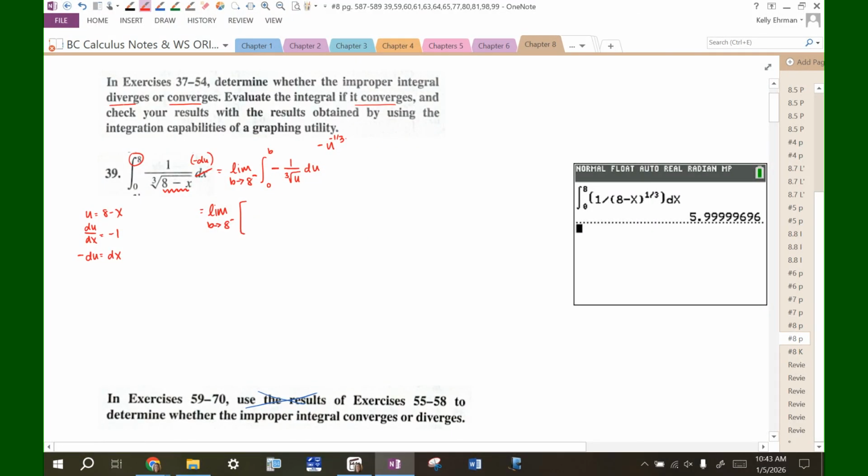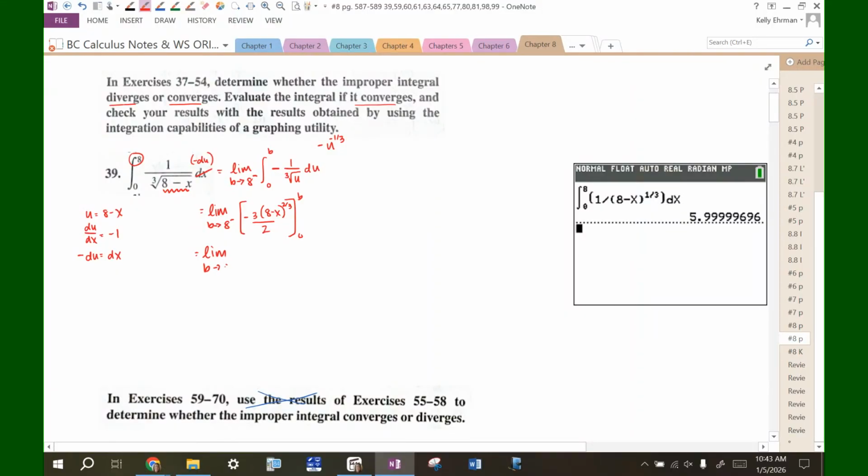So we add 1 to our exponent, so this becomes u to the 2/3. We divide by that new exponent. There's a negative out here too, so negative 3 over 2. And we're going from 0 to b. Instead of u, though, we have 8 minus x to the 2/3. All right. And then remember, you can't drop your limit notation until you actually do the fundamental theorem.